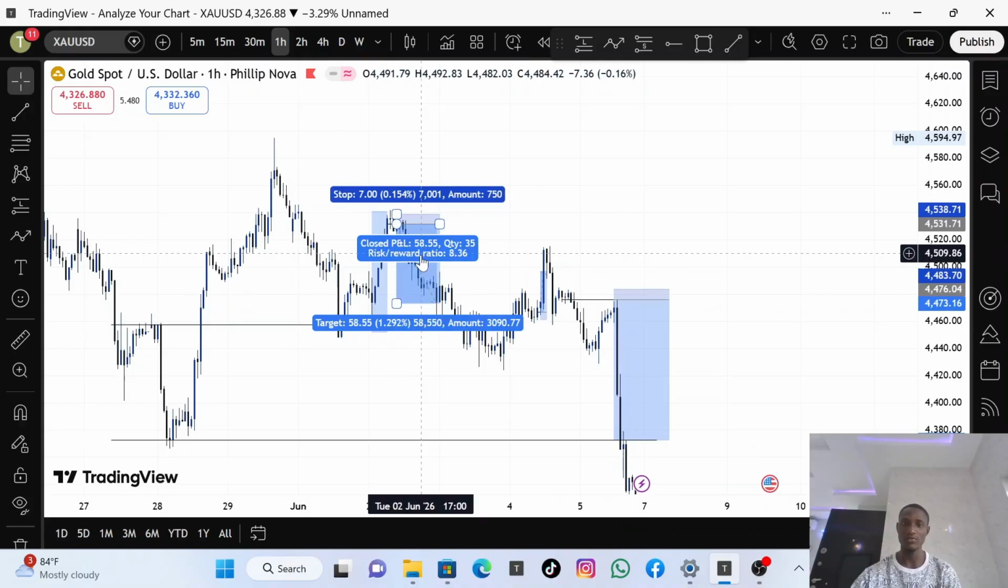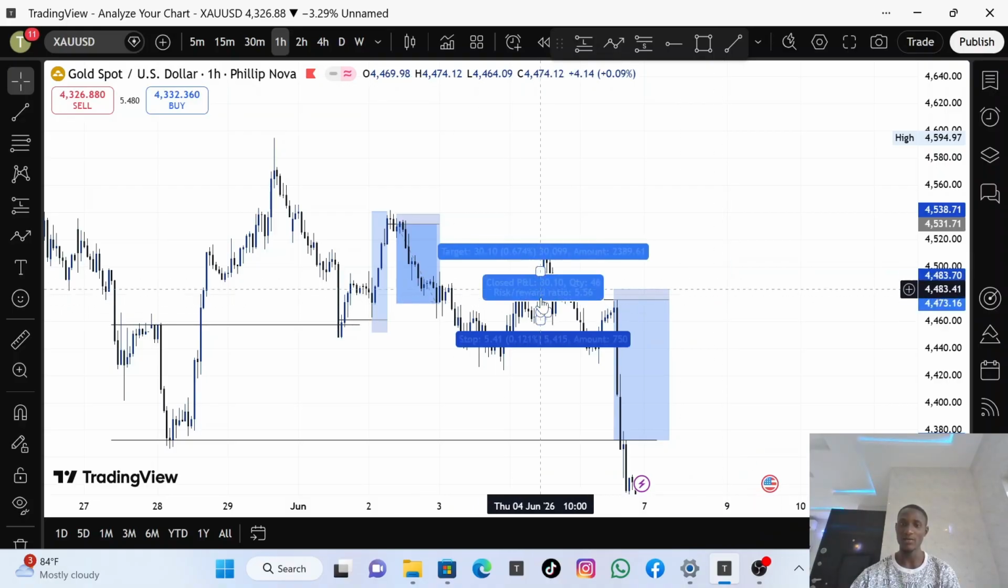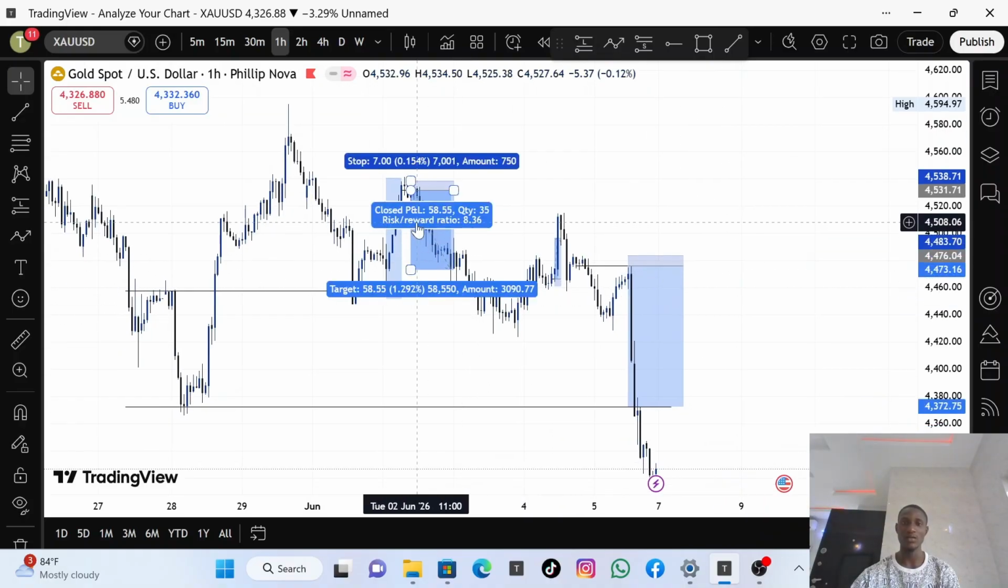I only took this one. Reason being that this one missed my entry by a few pips, this one missed my entry by a few pips, and I wasn't online when this one happened. So it was only this one I took.